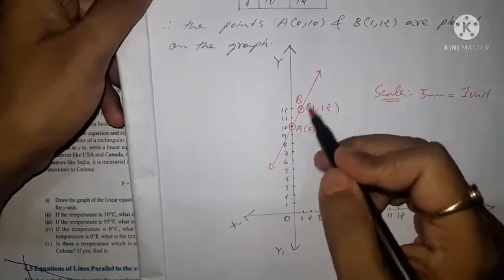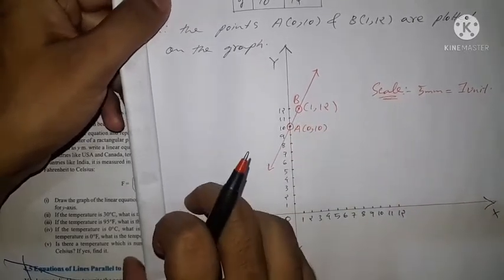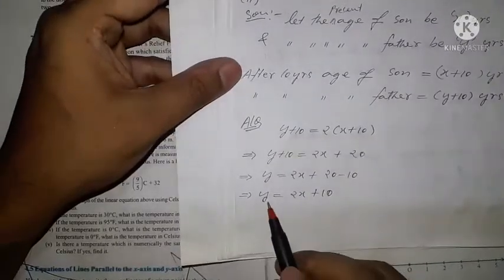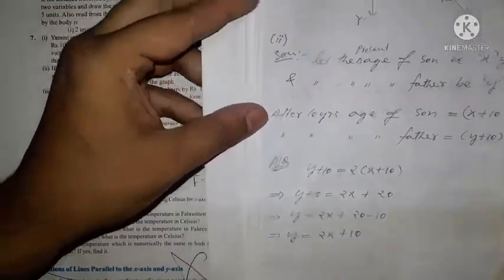So therefore AB is the graph which represents the above equation, that is equation Y is equal to 2X plus 10. So that's all for today.